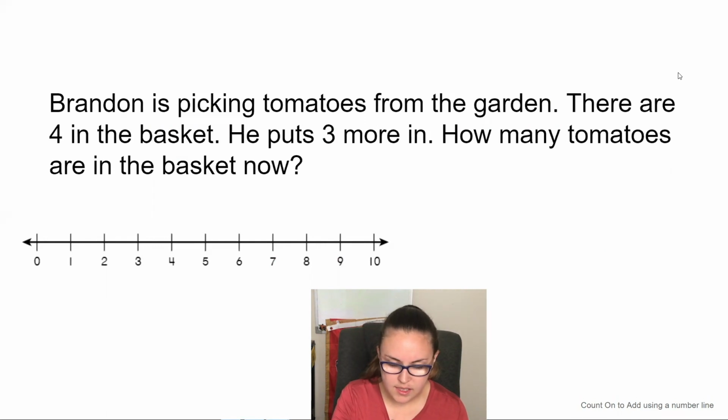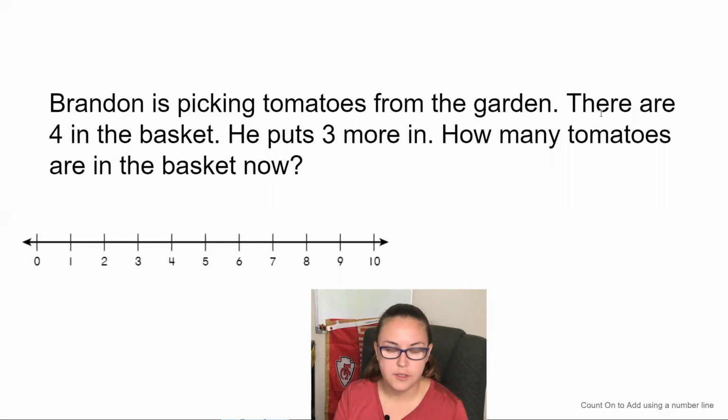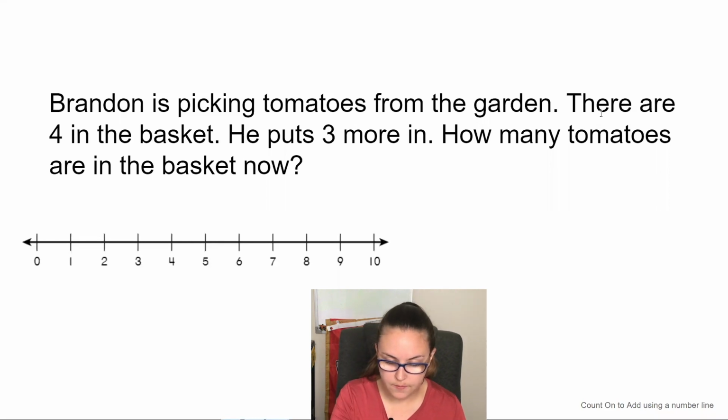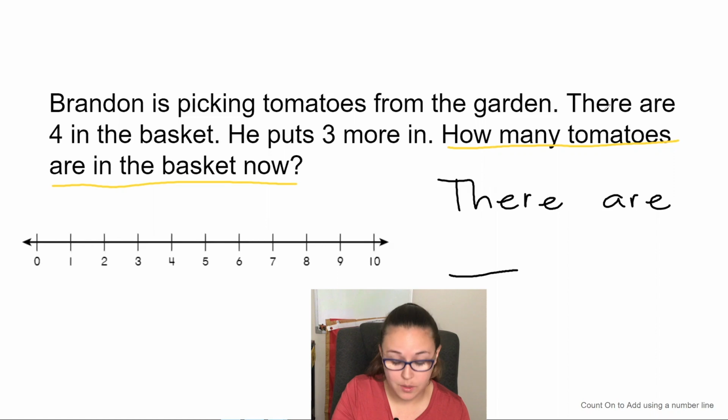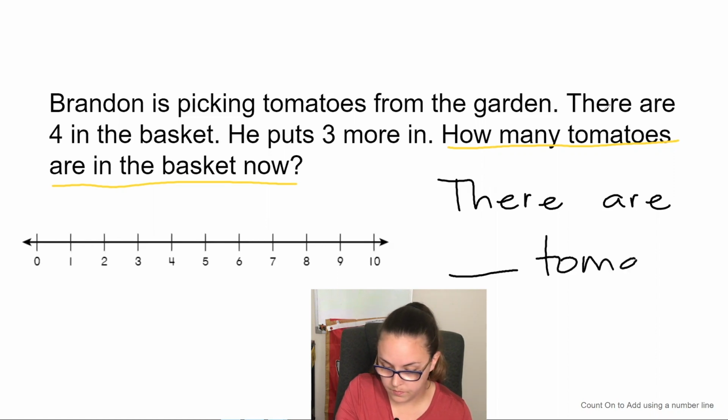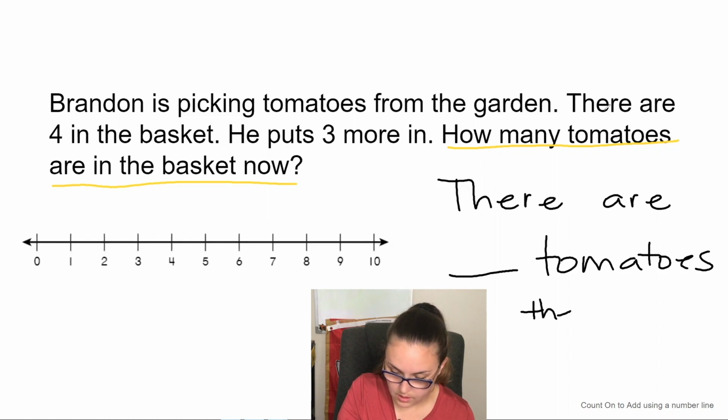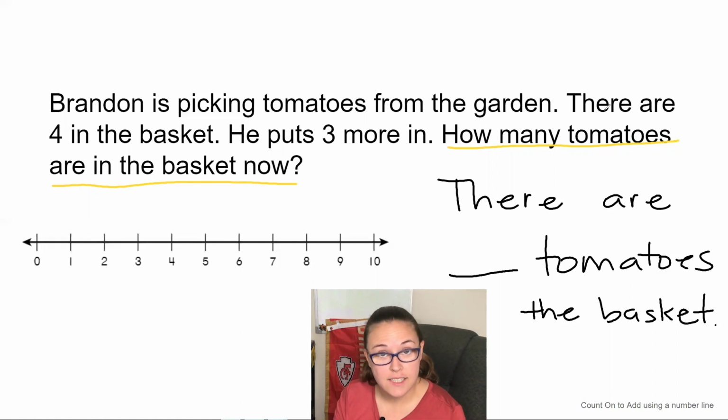The second step is, let's talk about what our answer is going to look like. What is our answer statement going to say? So the question that we have to answer is how many tomatoes are in the basket now? So our answer statement should say, there are some, so I'm leaving a blank, tomatoes in the basket. That is our answer statement.